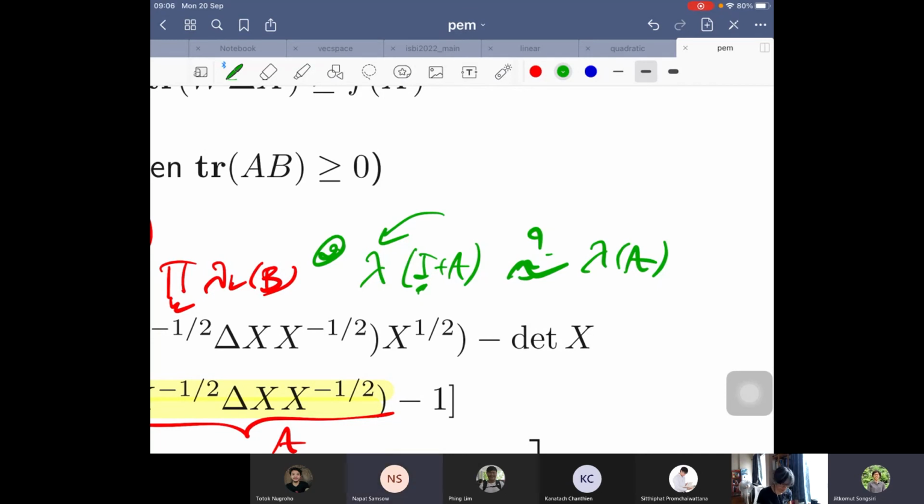I can't remember. Total? I don't know either. Sitipak? 1 plus eigenvalue of A. 1 plus eigenvalues of A. Okay, you can prove it real quick. Go back and check it out.